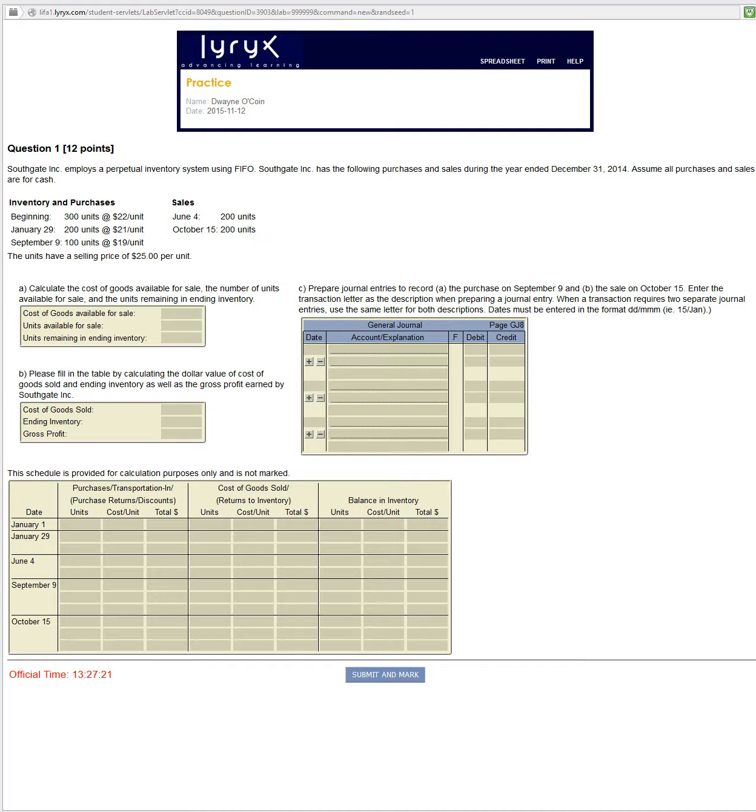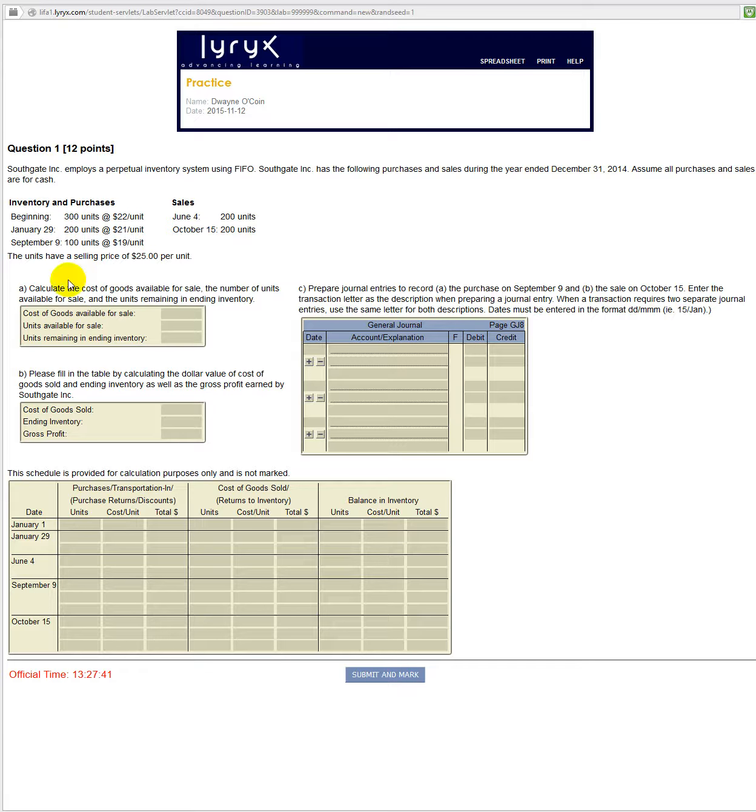Okay, welcome. This is Lab 6.1, and it's a FIFO question, and there's a schedule provided at the bottom. You can use that if you like for calculation purposes. I'm not going to use that schedule because I think we can do the calculations fairly easily in the tables at the top, but if you want to use it, by all means, go ahead.